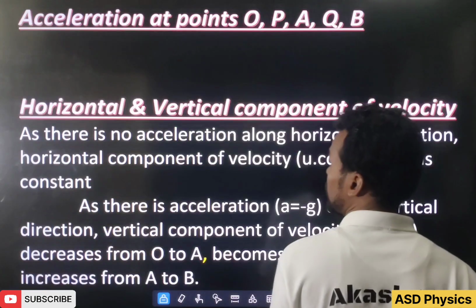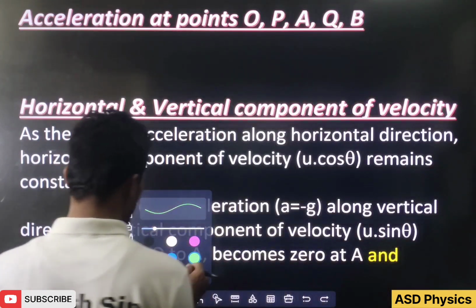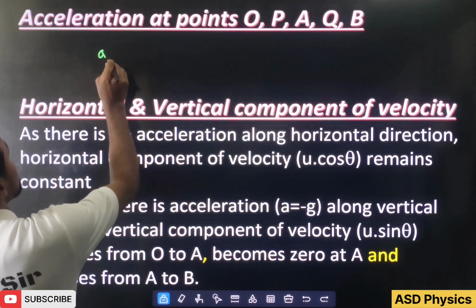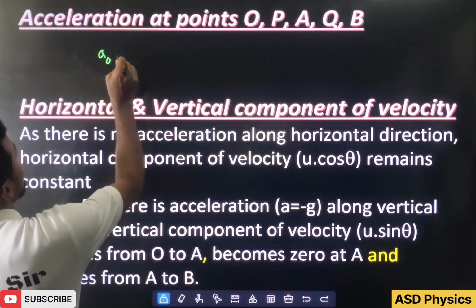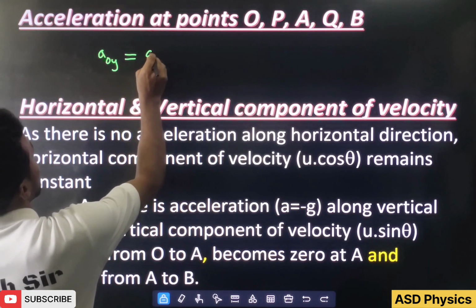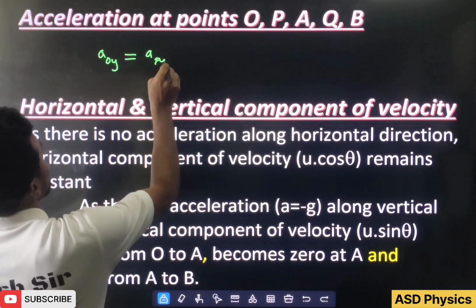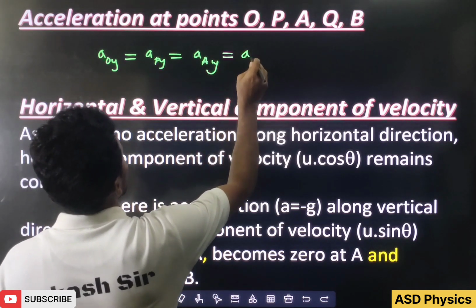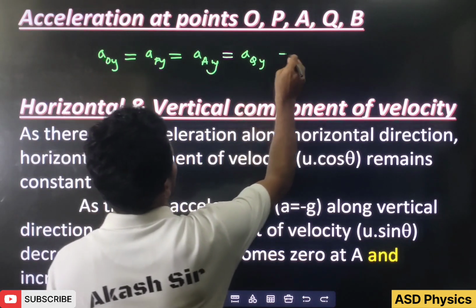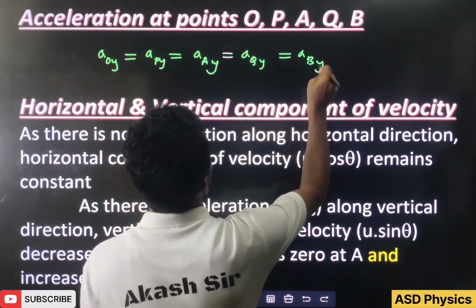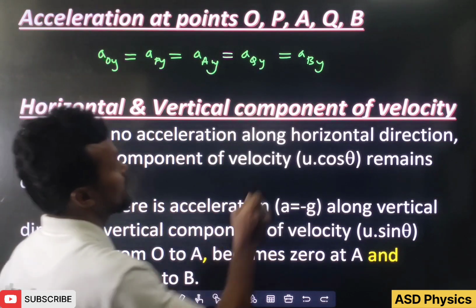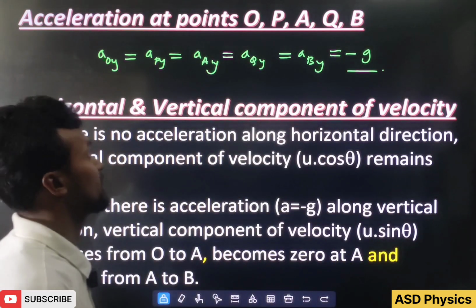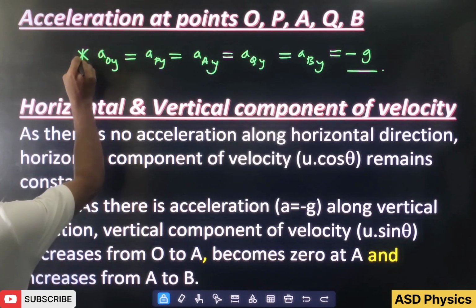Okay, great. Now students, after that, if we talk about acceleration at different points. Let's take point O, vertical component only. Or if we talk about point P, or point A, or point Q, or point B. So O, P, A, Q, B. At all the points, this acceleration is going to be how much here? Minus g, okay, vertical component.